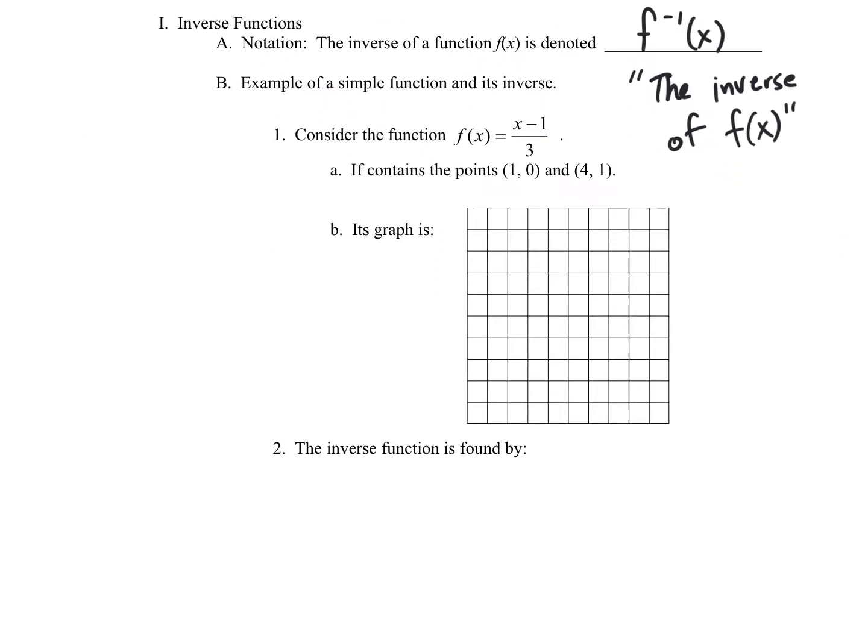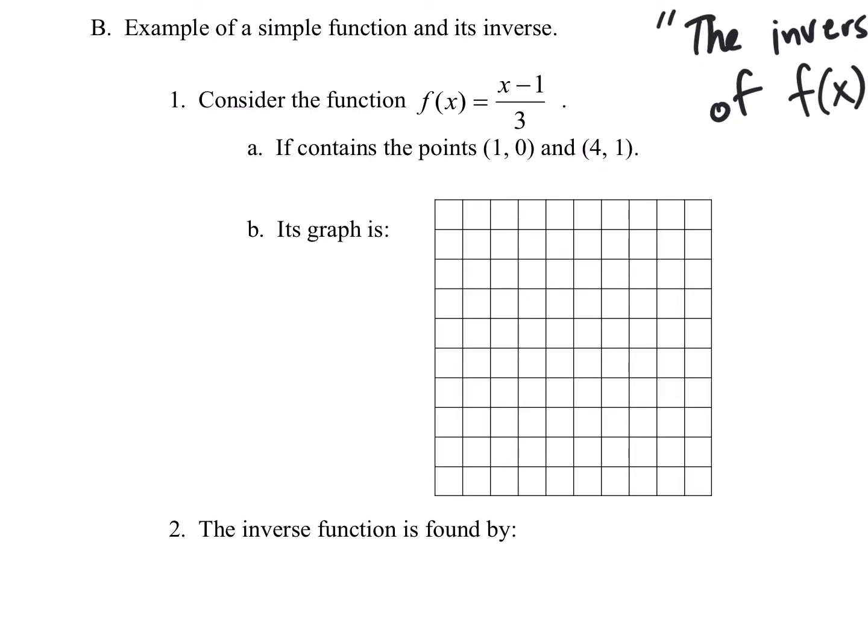So let's use an inverse here. We have the function x minus 1 all divided by 3. This is a linear function. I'm just going to manipulate it into a form we may recognize a little bit better. I'm just going to apply that dividing by 3. So I'm going to rewrite this as f of x equals 1/3 x minus 1/3.